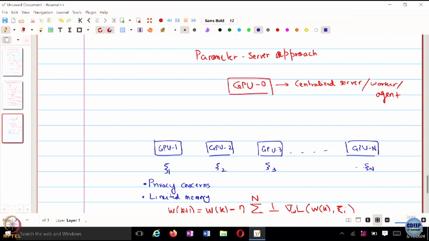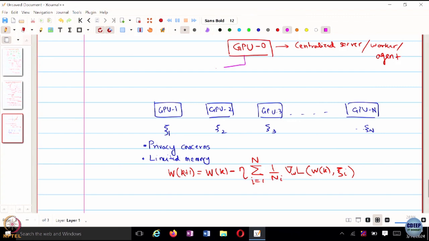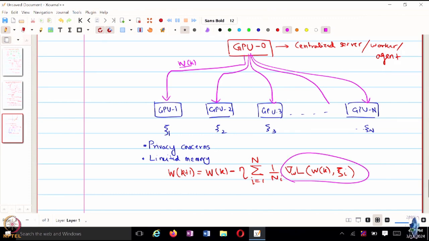And that's when we want to train this neural network. What happens is that in the first iteration, this information is relayed to all the servers. So at the kth iteration, after the end of the kth iteration, the centralized server tells every agent that the current weights are w_k, okay? Now in this case, every agent computes this gradient on their own data, and then they relay this gradient information back to the server.